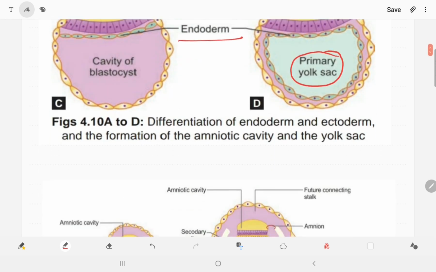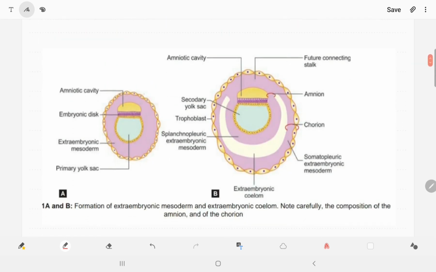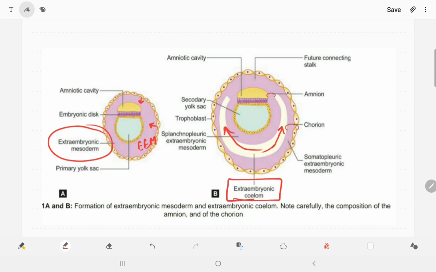Let's move further. Then I told you that the trophoblast gives in another layer, which is the extraembryonic mesoderm, right? This purple area is the extraembryonic mesoderm, and then cavities developed in the region of the extraembryonic mesoderm. They fused together and they formed an extraembryonic coelom, as you can see in the diagram, right?